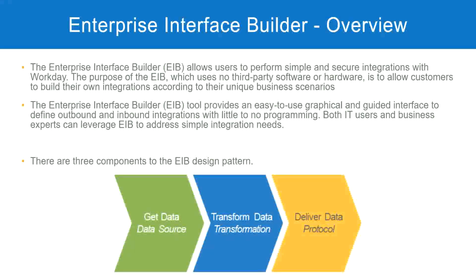So what we are going to do is configure these 3 steps. Get data: where are we going to get the data from? That is something we have to configure. Do we need transformation? If yes, configure that. If no, leave it blank. And then deliver the data: how are we going to send the data to an external system? So we have to configure that as well. Once we do these 3 steps, our EIB is ready. We are going to start exchanging information from Workday with an external system.